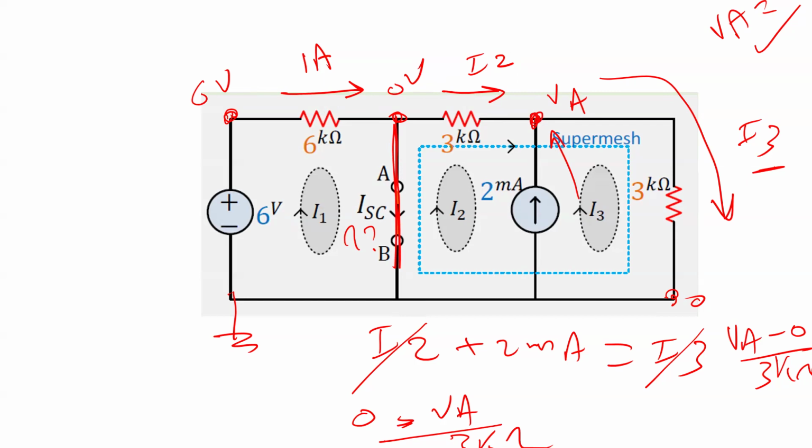1 amp is going across the 6 ohms. Yeah. Why wouldn't they all go down straight through AB, because it's a short circuit?